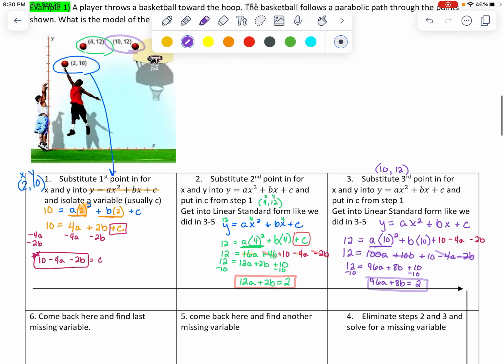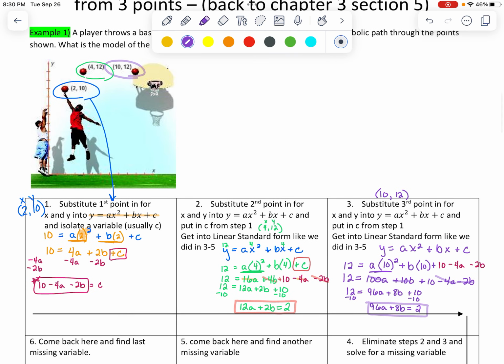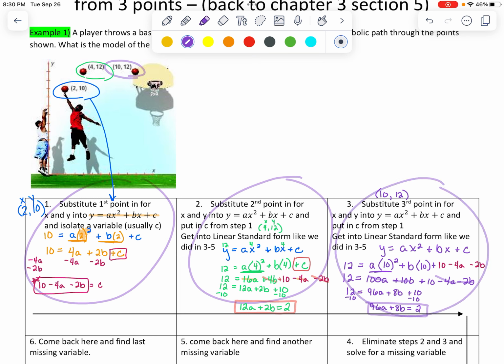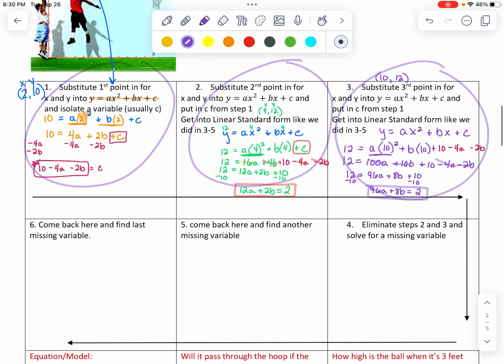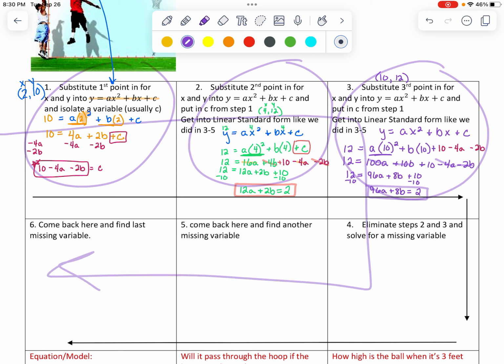Okay, so reviewing our steps, we had 3 points. We put point 1 over here and solve for c. Then we put point 2 here and also put in c from step 1. Put point 3 in over here and c from step 1. So we did this back in chapter 3. Hopefully that rings a bell for you. Then we always had this pattern, this flow here. So I'm going to try to stay consistent with that so the steps look the same like they did in chapter 3. And we're going to eliminate our answer from step 2.